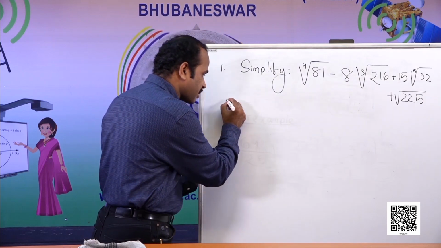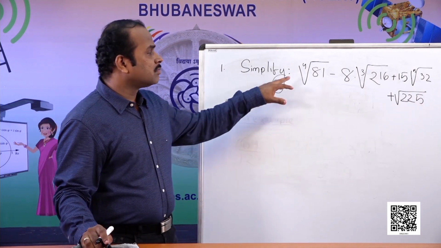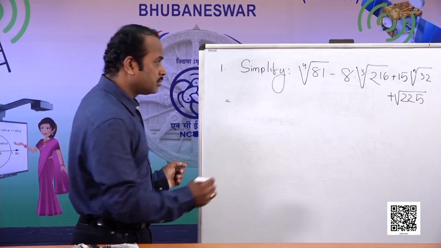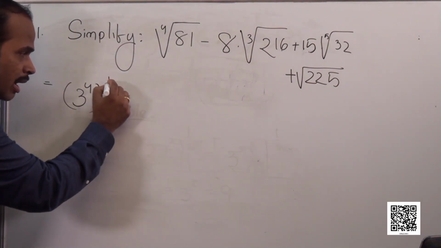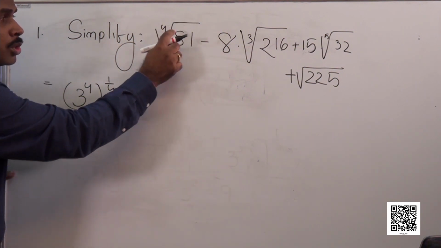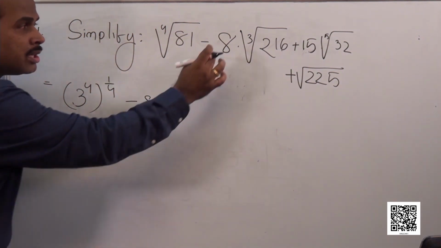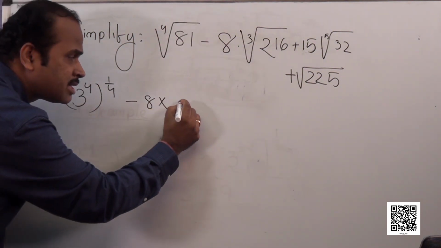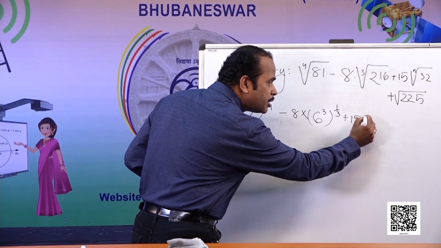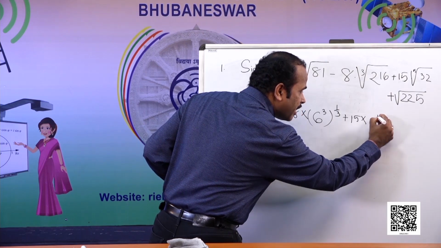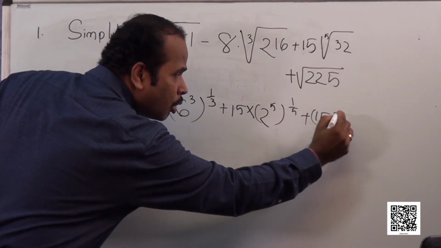So how will I simplify this expression? Again, using the same laws of exponents, we have to do it. Looking at it now, the 4th root of 81 I can write as 3 to the power 4, because 81 is 3 to the power 4, whole to the power 1 by 4. Then minus 8 into the cube root of 216; this 216 I have converted as 6 to the power 3, and the cube root is converted as power 1 by 3. 15 into 32, which I will write as 2 to the power 5 whole to the power 1 by 5, plus 15 to the power 2 whole to the power 1 by 2.